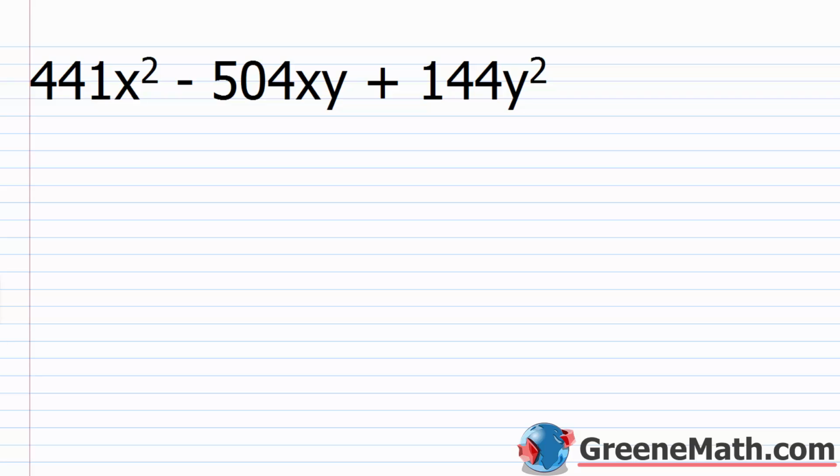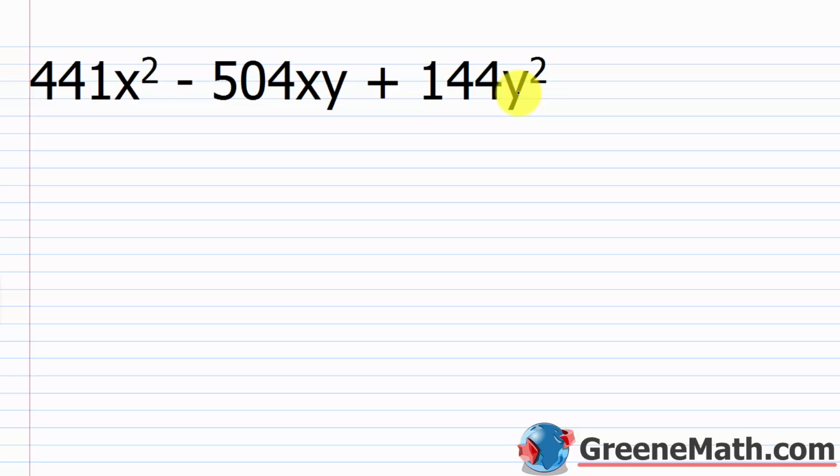All right, let's take a look at another one. We have 441x squared minus 504xy plus 144y squared. Now, these are numbers that we don't work with very often. So for myself, if I have 441, usually I'm going to have a calculator, so I'm just going to take the square root of 441 and see if that ends up being a rational number.